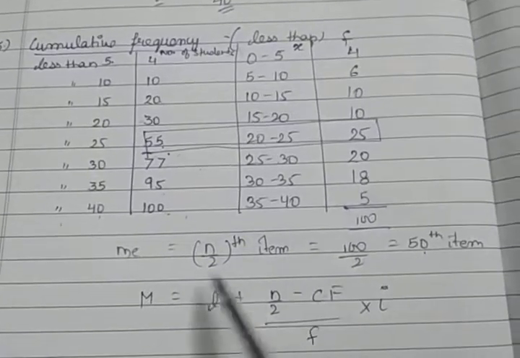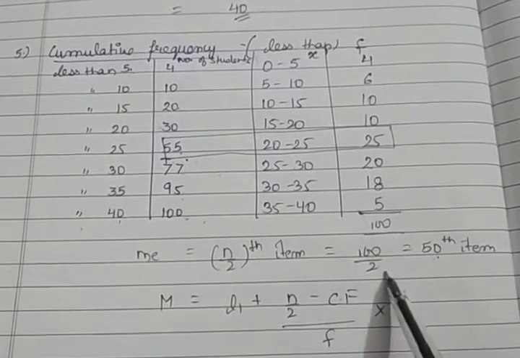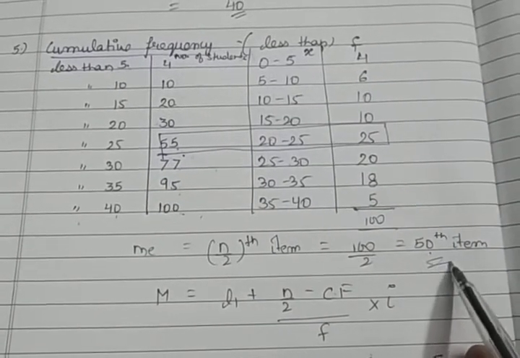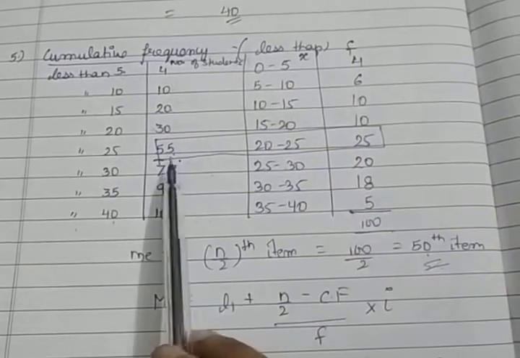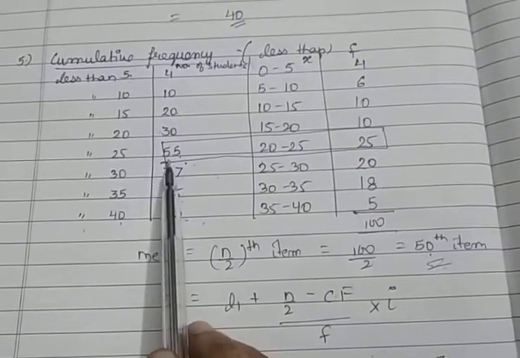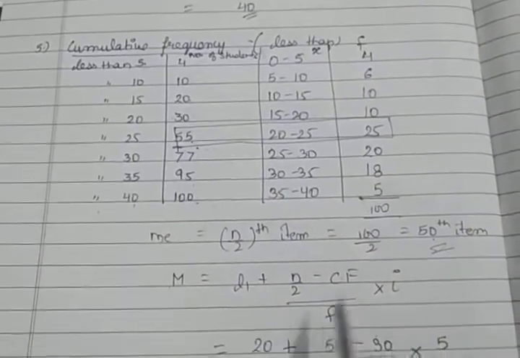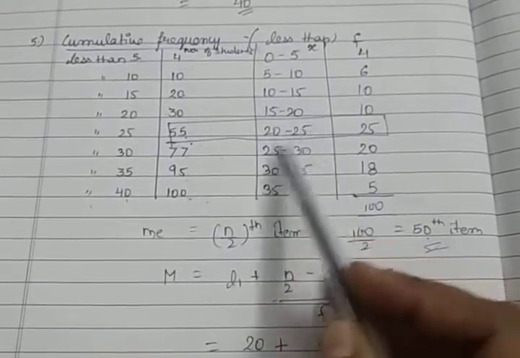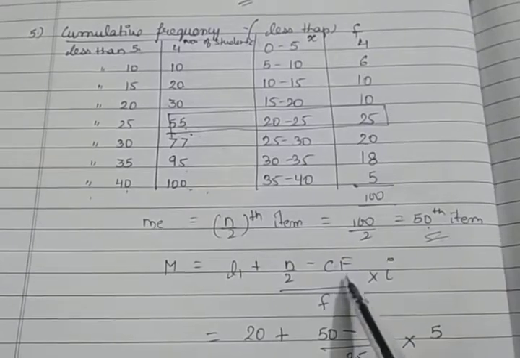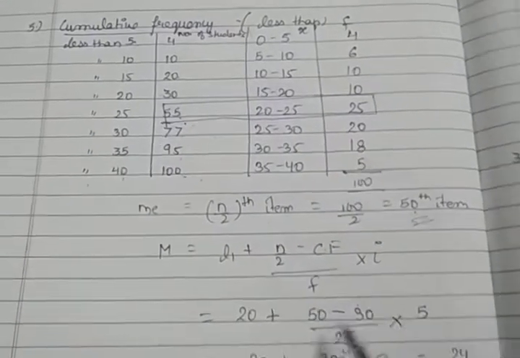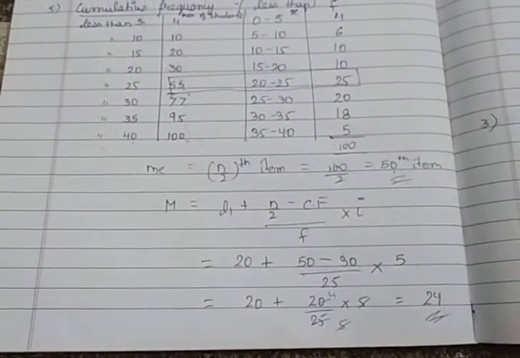Now your next step is n upon 2 item, that means the total of the frequency divided by 2. So 50th item we got. So 50th item now we have to check it in the CF, either equivalent or greater than. So greater one is 55. So that means this one is your median class. Now we have to put the values in the median, that means in this class interval somewhere your median value is there. So L1 plus n upon 2 minus CF upon F into I. So after putting the values in the formula, we got the answer 24.